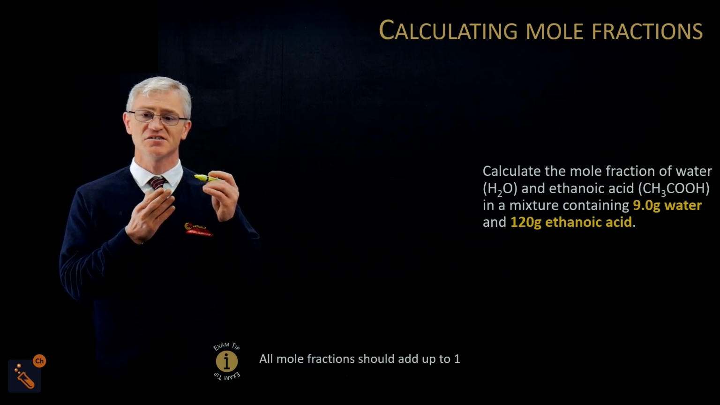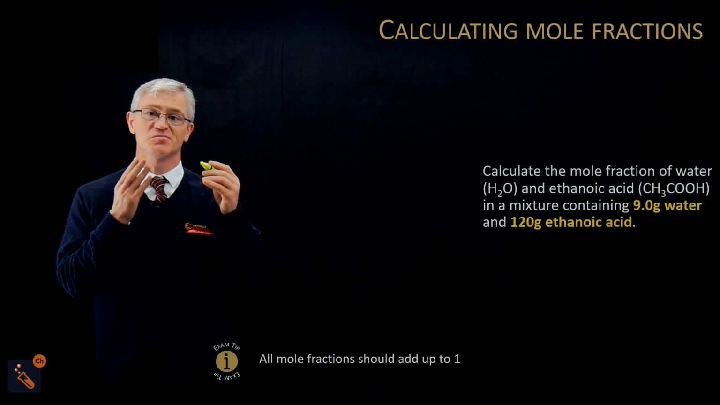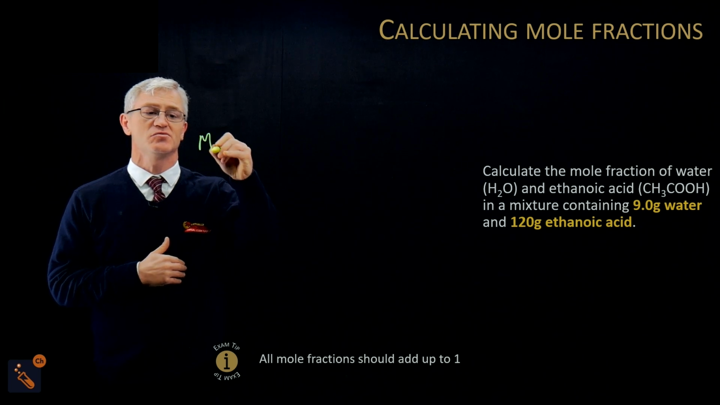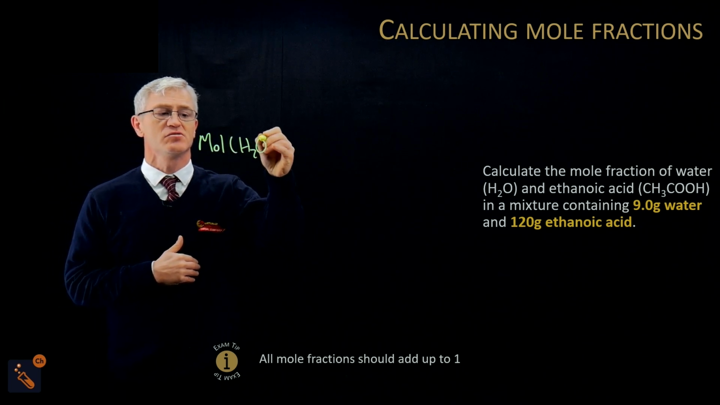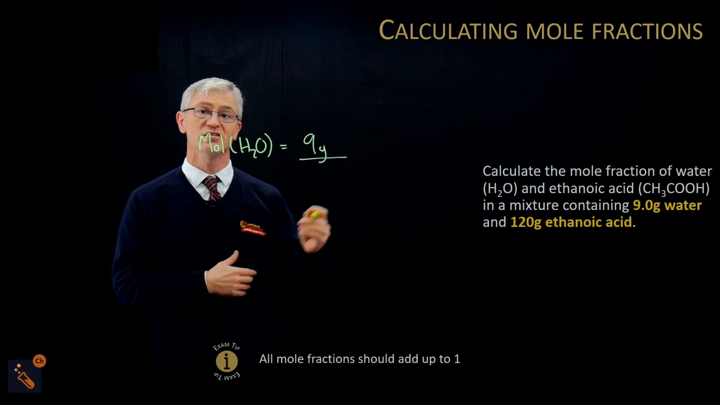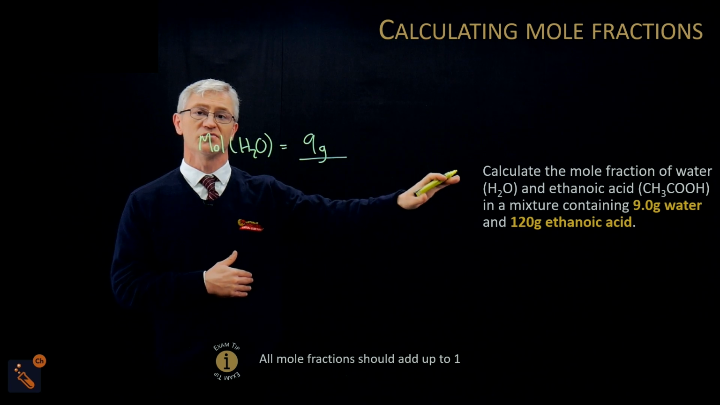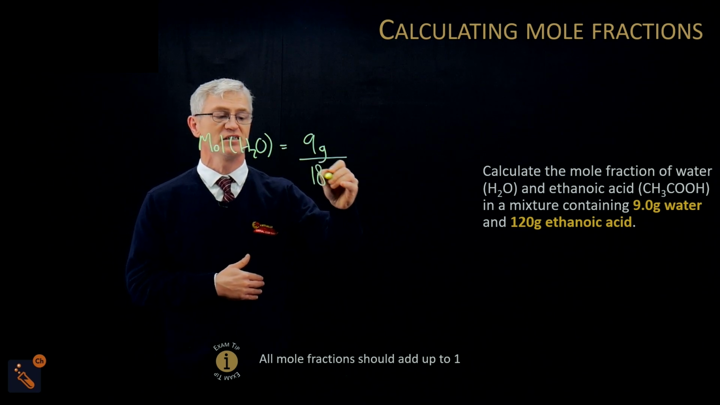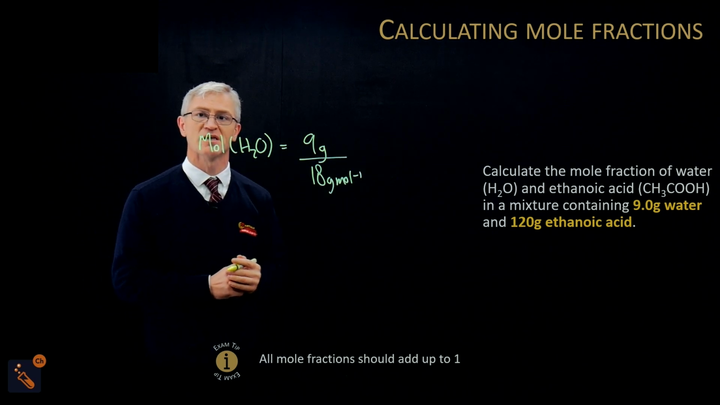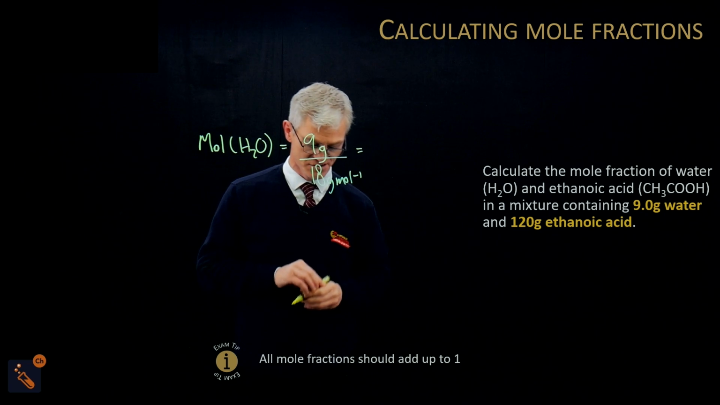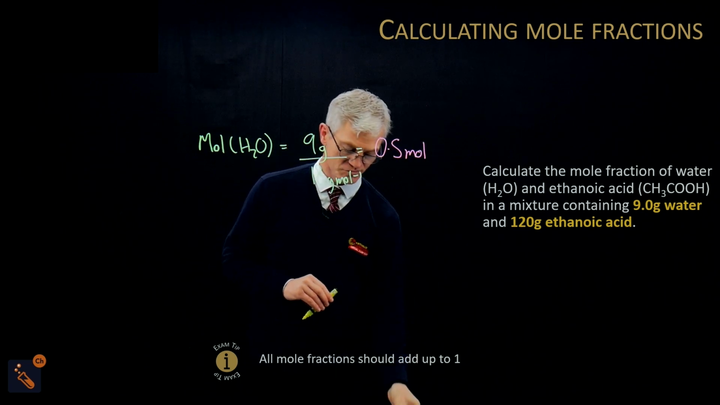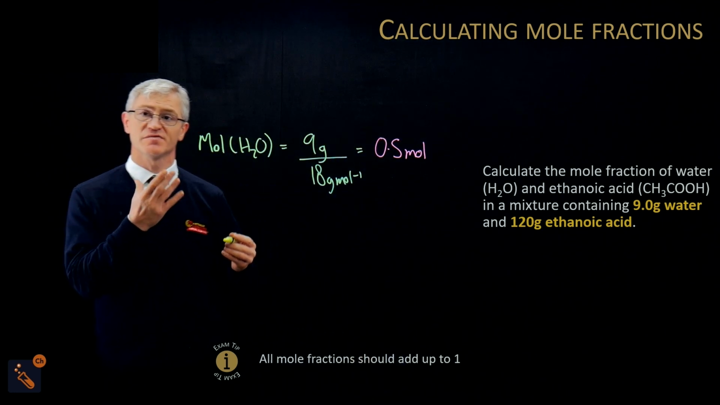So all you do is this. Your mole fraction is going to be based on whatever your moles were. So for example, moles of H2O is going to be equal to your 9 grams divided by 18 grams per mole. That is our Mr, so mass over Mr. 9 divided by 18 is 0.5 mole. So we've got our moles of water.